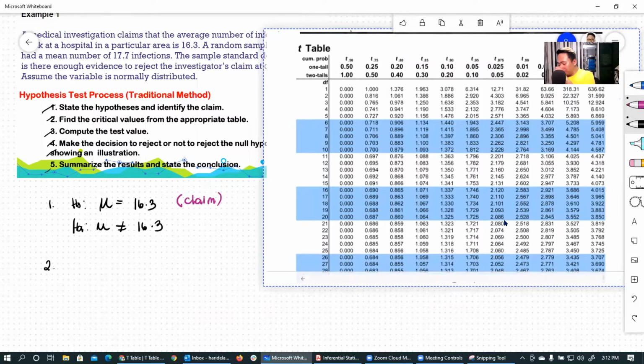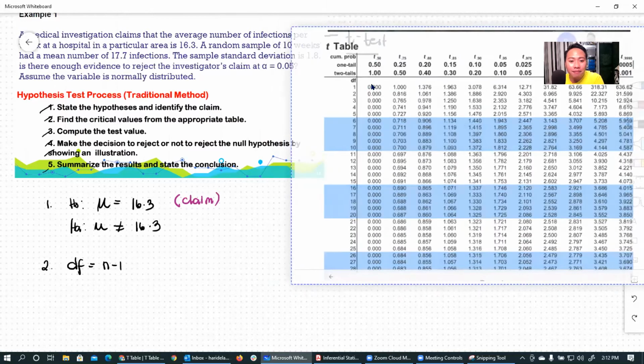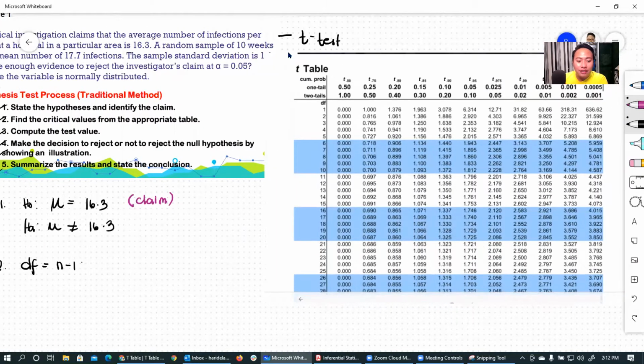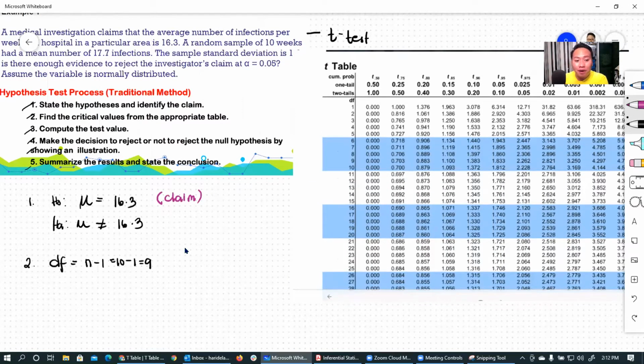So the first thing that you need to consider is the degrees of freedom. The degrees of freedom, guys, is n minus 1. n stands for the sample size. The sample size that we have in the given is 10, a random sample of 10 weeks. So our degrees of freedom is 10 minus 1. We have 9, right? And our alternative hypothesis tells us that this is a two-tailed test.